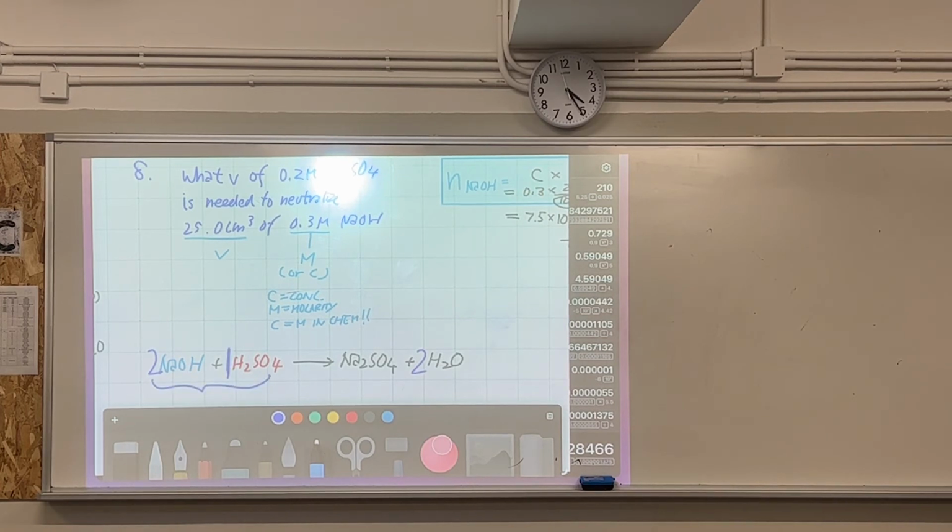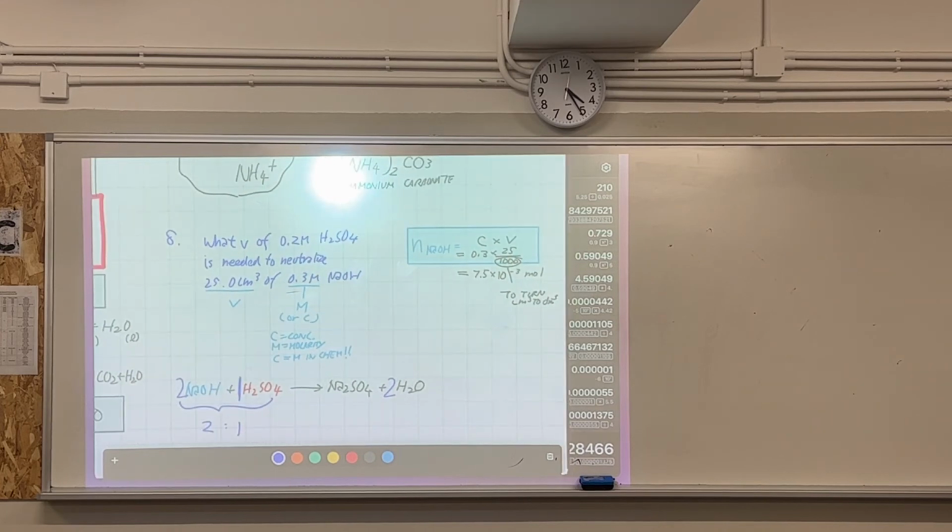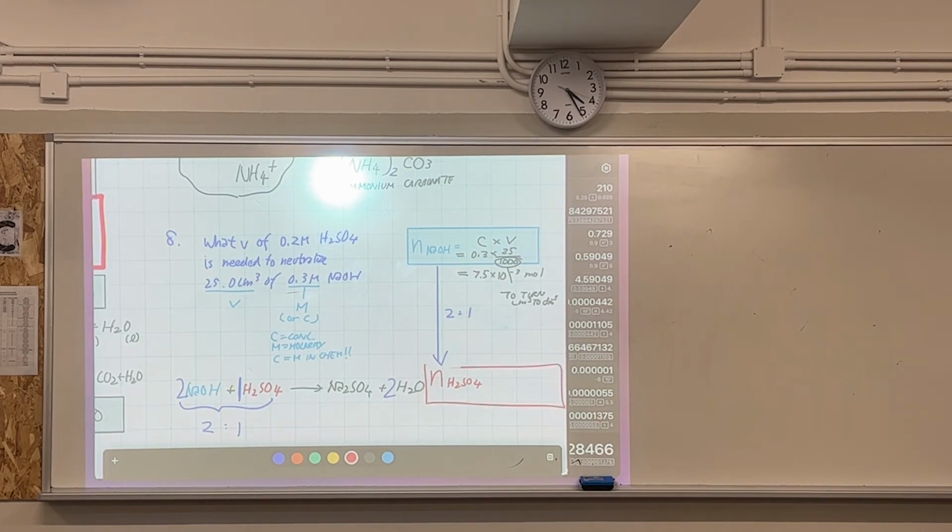Yes, 2NaOH. Now, focus only on the reactants. The ratio linking NaOH to H2SO4 is 2 to 1. That means the mole of H2SO4, should it be half or twice? Think carefully. Should the mole of H2SO4 be half that of NaOH or twice that of NaOH based on the 2-to-1 ratio? Half. Yes, half. So therefore, this will be 1/2 the mole.